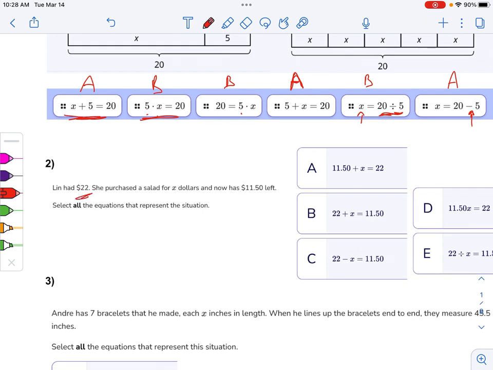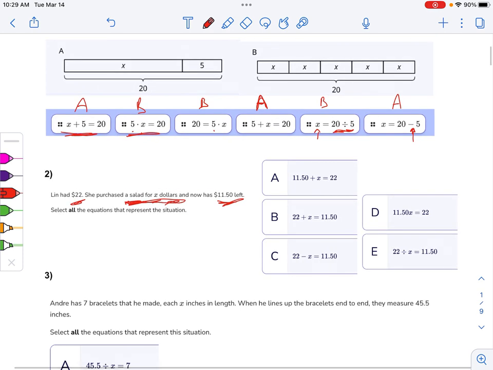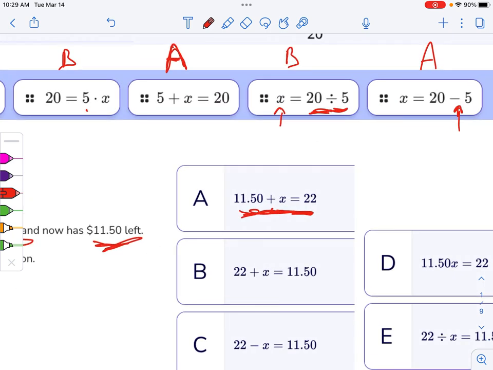Lynn had $22, and she bought a salad for a certain amount of money, and now has $11.50 left. Okay. I wonder what kind of salad she got. What kind of dressing Lynn likes. All right, so let's look at the first one. The first one's saying 11.50 plus the unknown amount should get us the amount we started with. Yeah, that's true, because if I have my change and I add how much money was spent, I should get my total I started with.